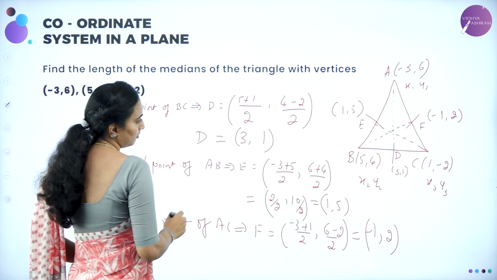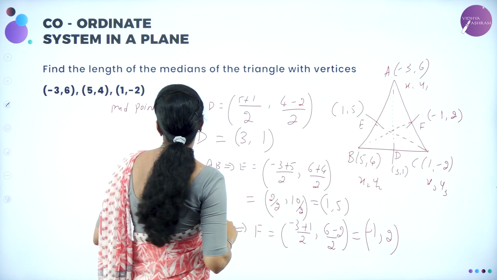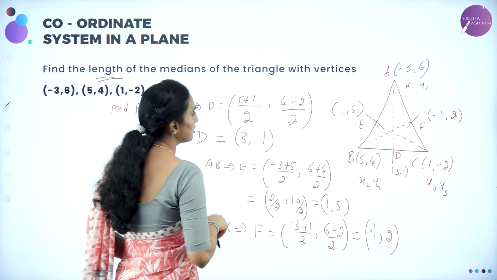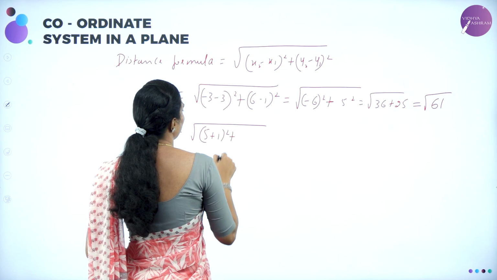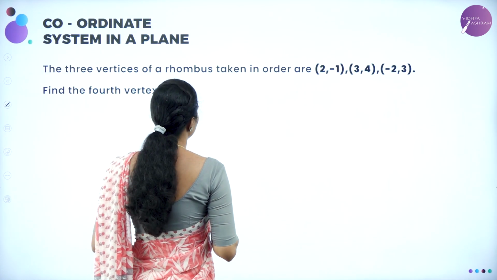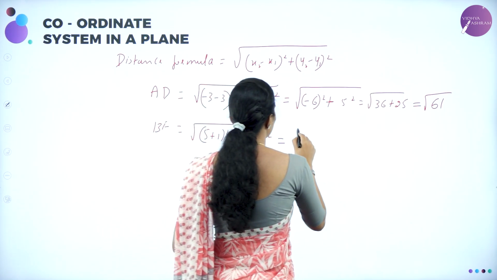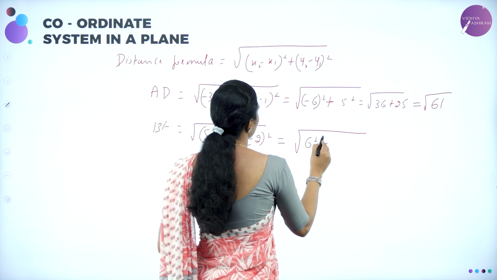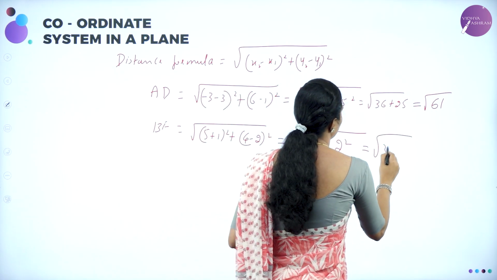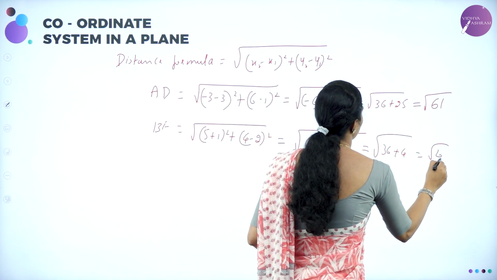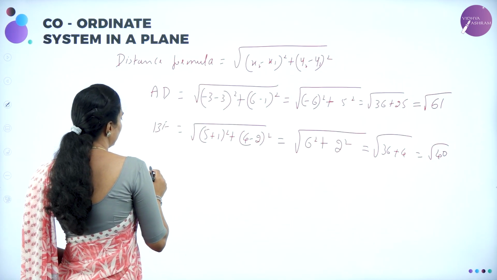And then you are going to have, what is that? BF. BF distance will be equal to square root of, what is that? They have asked the length of the medians, right? Length of the medians. BF, 5 minus of minus 1 is 5 plus 1 whole squared plus 4 minus 2 whole squared, which is equal to square root of 5 plus 1 is 6 squared plus 4 minus 2 is 2 squared. So the answer you are going to get is square root of 36 plus 4, which is equal to root 40.